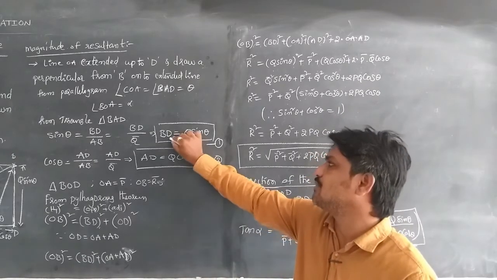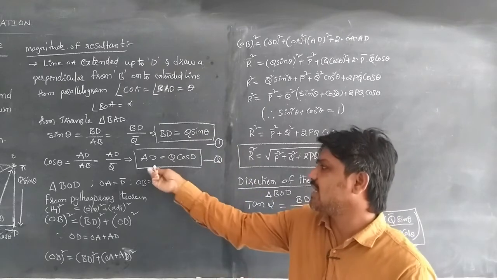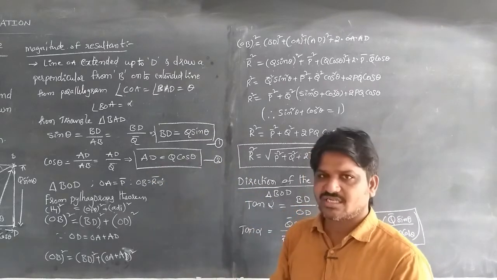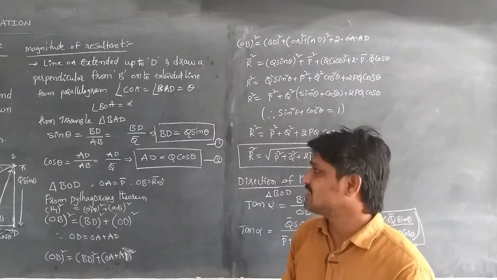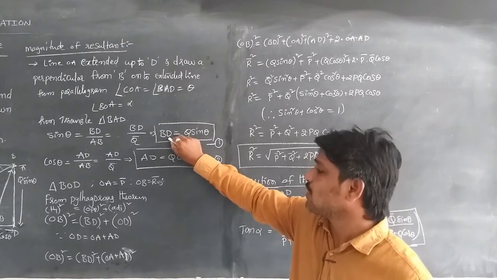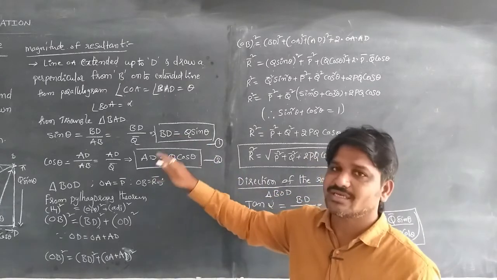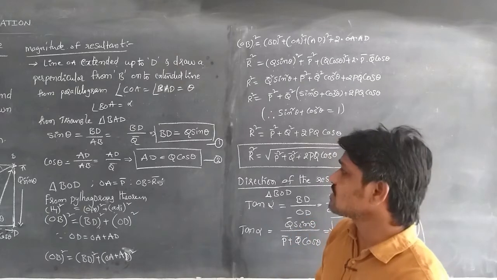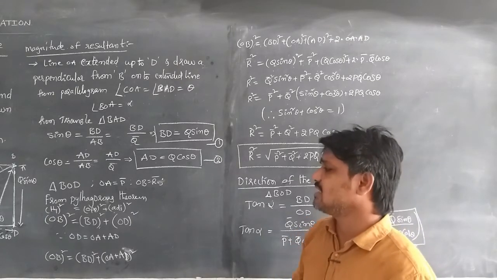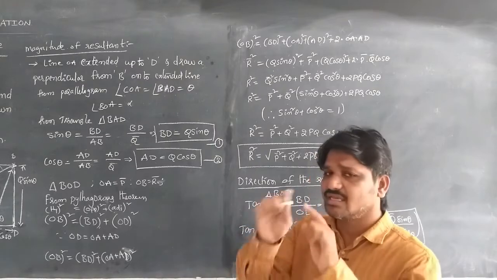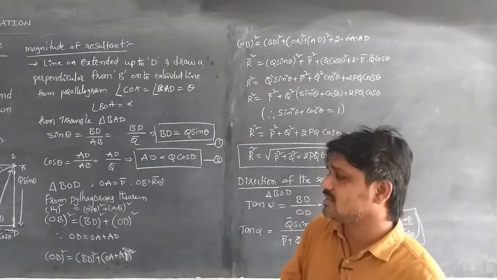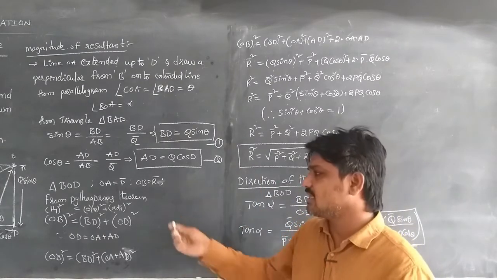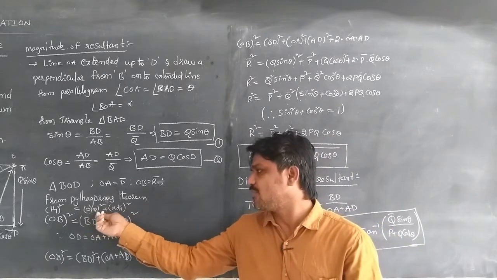By that we can get that BD is equal to Q sin theta and AD is equal to Q cos theta. Those are the components, that is, QY and QX. So those are the values. Then we apply the Pythagoras theorem by taking the triangle in the parallelogram, that is BOD, where the hypotenuse square equals opposite square plus adjacent square.